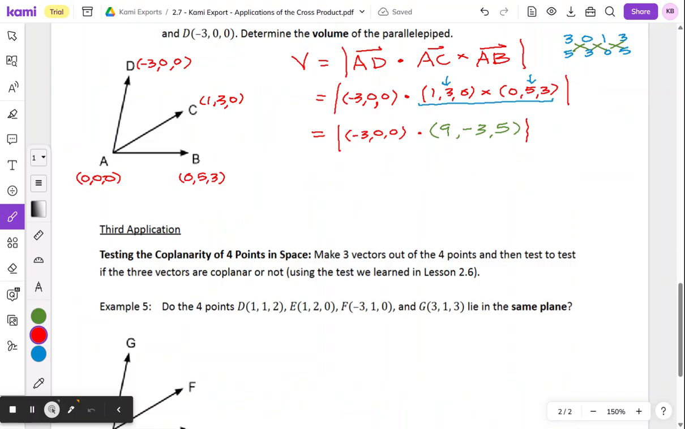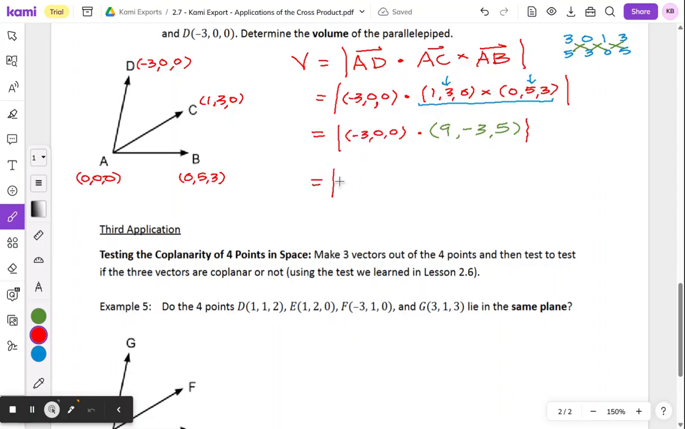Okay, I'm back and I completed the step of my cross product. So notice I just filled in with the position vectors. Again, you might have chosen a different configuration, okay? But at the end, you will get the same volume. All right, so I calculated my cross product, AC cross AB. I got 9, -3, 5, okay? And then the last step is to do my dot product.